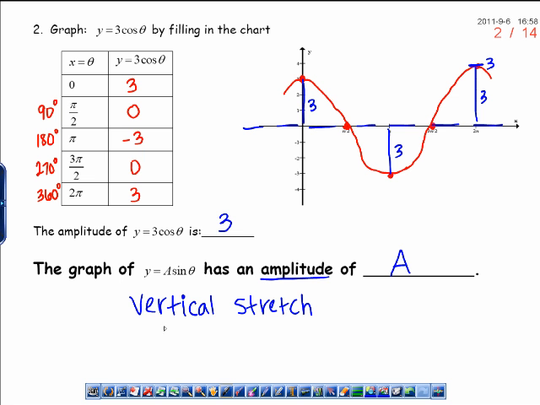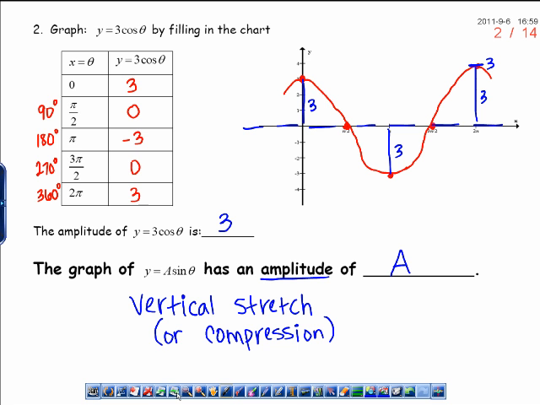Now, it could be a compression. Okay, I want you to think for a second about what type of values you would have if it was a compression. That's right. If a is greater than 1, we'd have a vertical stretch. If a is less than 1, we'd have a compression. You don't see vertical compressions too much, but it definitely could happen, and you will see it from time to time. Usually, though, a is going to be an integer larger than 1. Okay, let's move on to the next part.